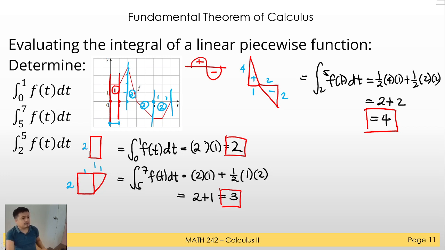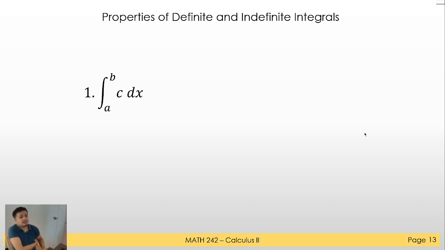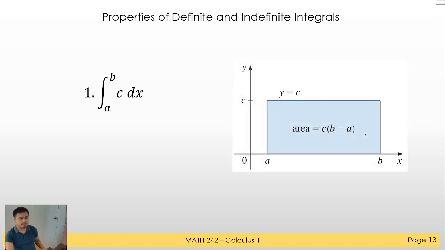Okay, so let's move on to the properties of definite and indefinite integrals, more on the definite and indefinite integrals comparison. Let's focus first on the properties. So let's say we have here a given integral from a to b of c dx. If we visualize this using a graph, we will see this. Basically your a and b are the limits, and your function here is c, which is a constant. So be mindful, guys, c is a constant.